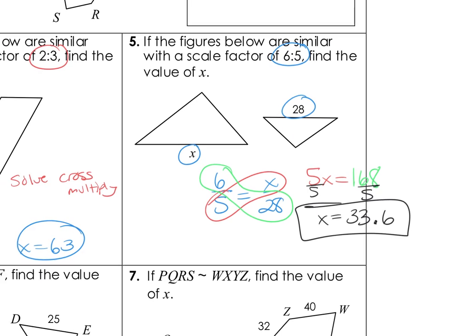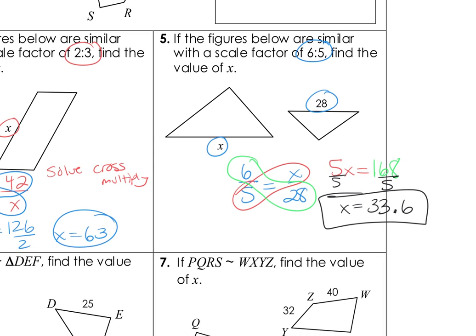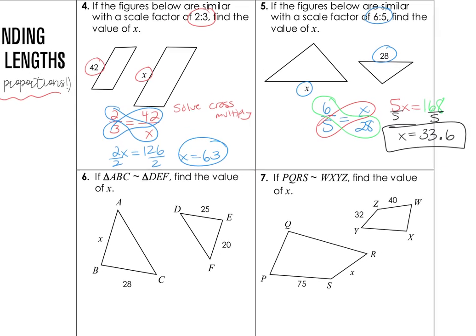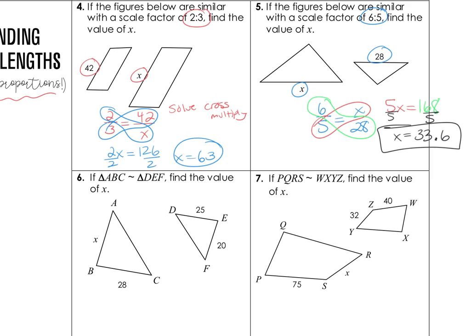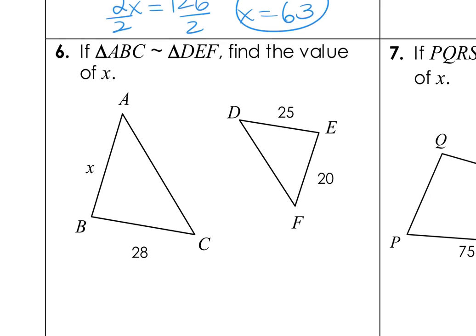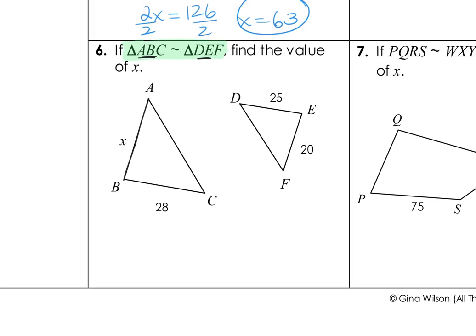All right, when we take a look at numbers 6 and 7, they're slightly different because if you notice here, they are not giving me the scale factor. I don't have that. And so I need to set up my proportion just based on what I'm given. They are giving me the similarity ratio. I have to use that to make sure that my order is correct. So the first 2 letters here, A, B, have to match up with the first 2 letters here, D, E. I'm going to use that to set up my proportion.